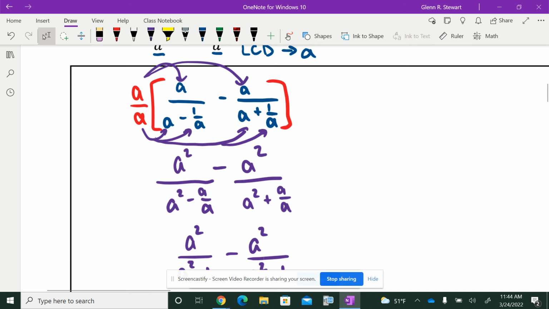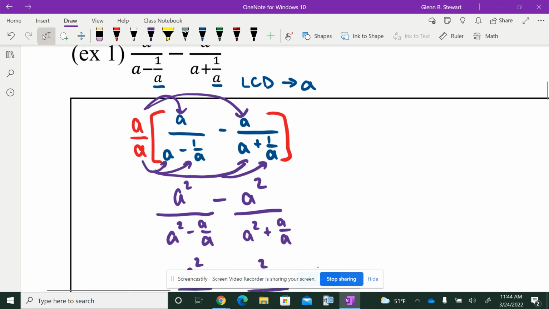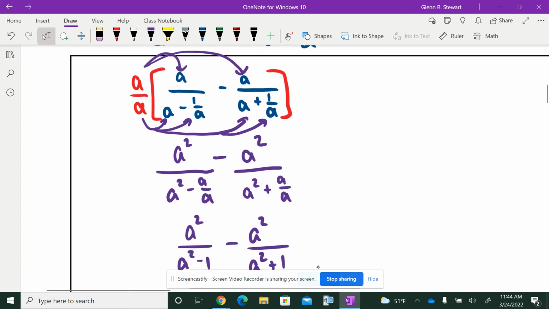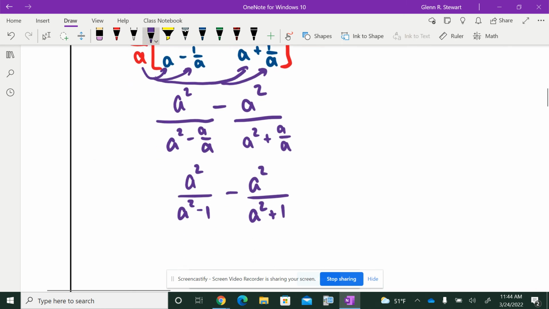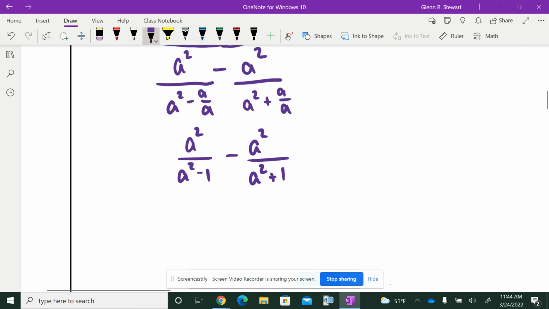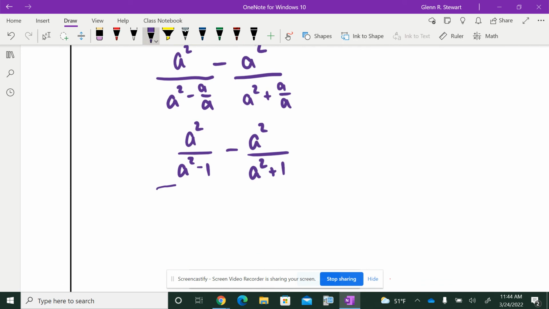So far, what have I done? I found the least common denominator of the smallest fraction, multiplied that by the top and the bottom in order to eliminate my first fraction. Once we get to this step, it's a normal type of problem like we've been solving. We again want to find an LCD. So in this case, my LCD is A squared minus 1 and A squared plus 1.